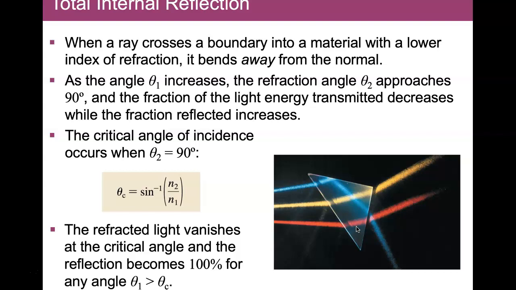So then suppose n2 is much, much smaller than n1. So the light will want to bend away from the normal, right? But if it's entering the second material, the angle with the normal cannot be larger than 90 degrees. So we may not have a solution to our problem, right?